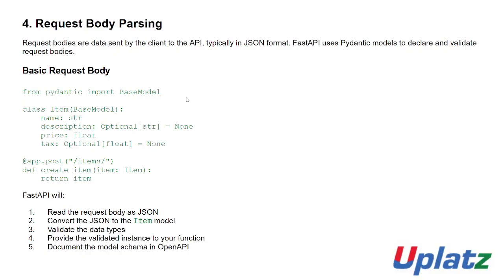Import BaseModel, class Item(BaseModel): name is str, description is Optional of type string, and this is None, and price is float, and tax is Optional of type float equal to None. Then @app.post("/items"), def create_item(item: Item): return item. Okay, so let's start it.